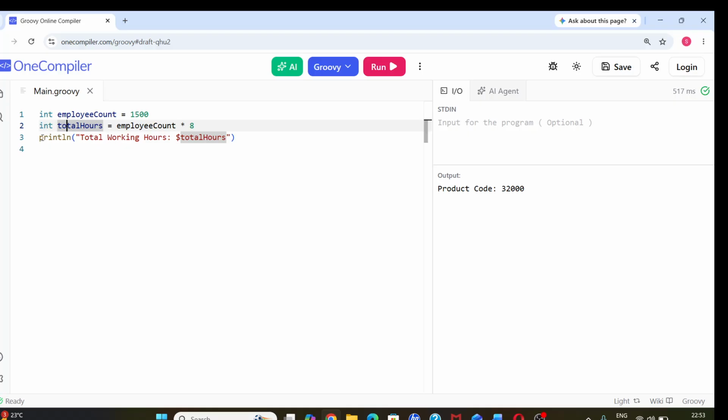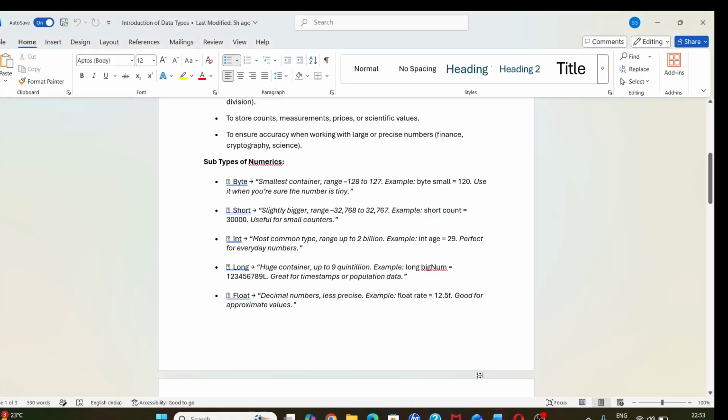Finally here we can see the statement println. It displays the output on the console. So let's run that. Here you can see total work hours is 12,000. So in this way we have covered the integer type. Then what is next? Next is long.